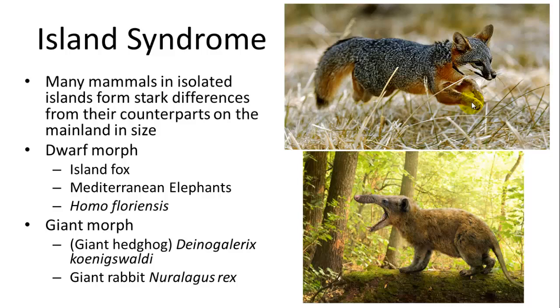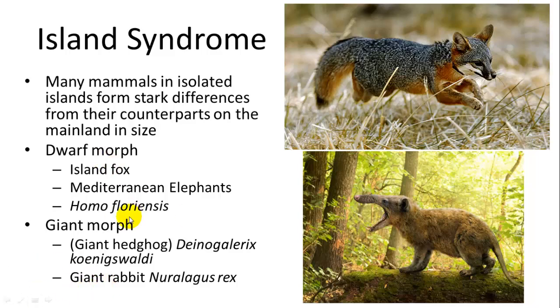Generally, they think that a large mammal that disperses to these smaller islands is going to have to find a way to decrease its energy intake because there's not as many things available for it to eat. So maybe that contributes to its dwarfism. There are also Mediterranean elephants that formed a dwarf type, and even a species within the genus of humans. So Homo floresiensis, skeletons have been found of this very small branch of the Homo clade.